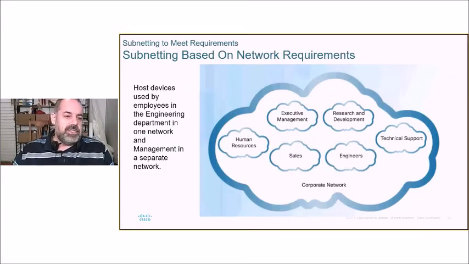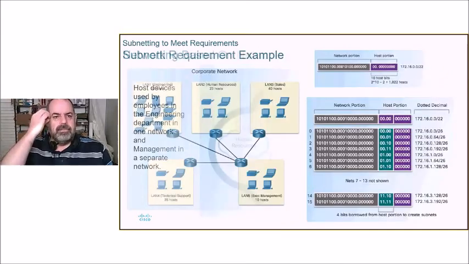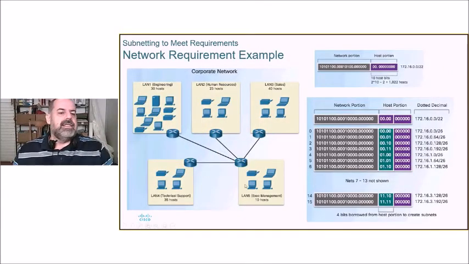Of course, another option is how many networks do we need to create? As I said, host devices used by employees in the engineering department in one network and management in a separate network. So basically, you might have separate departments. They don't necessarily communicate 100% at least. Research and development might be very much separated from the rest of the network or something like that. So a network requirement example is how many networks do we need? So 1, 2, 3, 4, 5 subnets there, plus we'll have links. So that's actually 9 networks we'll need.